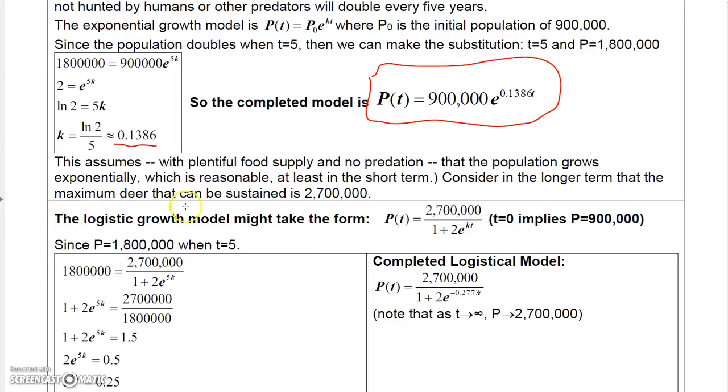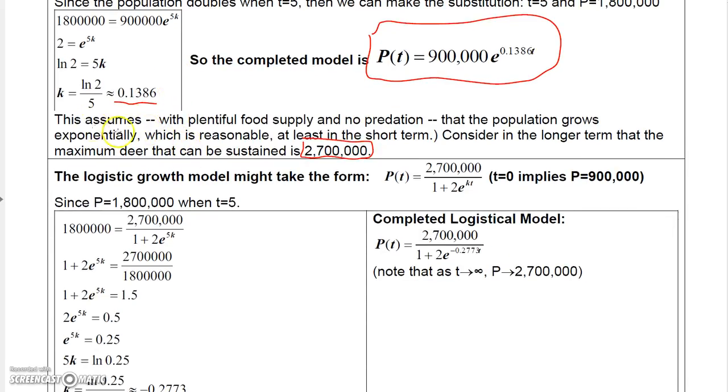suppose the maximum number of deer that can be sustained is 2.7 million. That sounds like a lot of deer, doesn't it? Okay, well, then you would have what's called a logistic growth model. And the logistic growth model would look like this. You would have 2.7 million on top, that's the maximum sustainable population. And then on bottom, you'd have 1 plus 2 e to the kt. And now if you let t equal 0, you'll see that P would be 900,000, because you'd have 2.7 million divided by 3, which is 900,000.